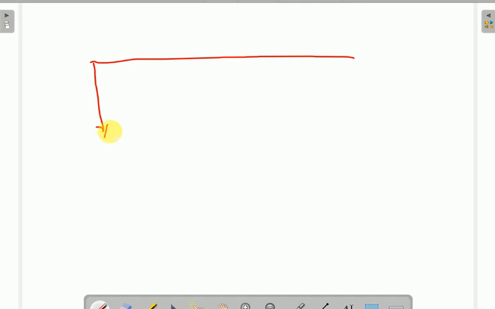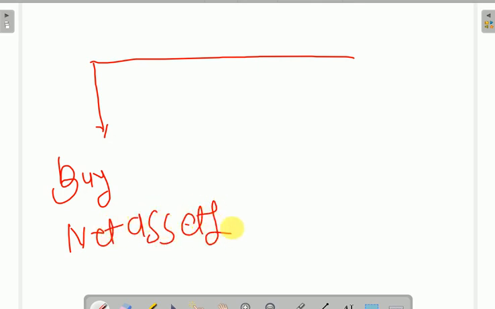Two methods of getting control: buy net assets or buy the shares.